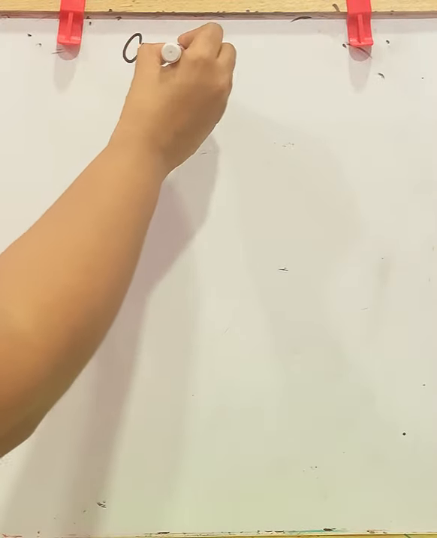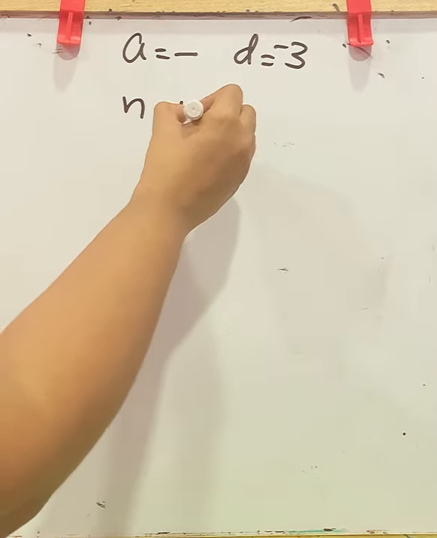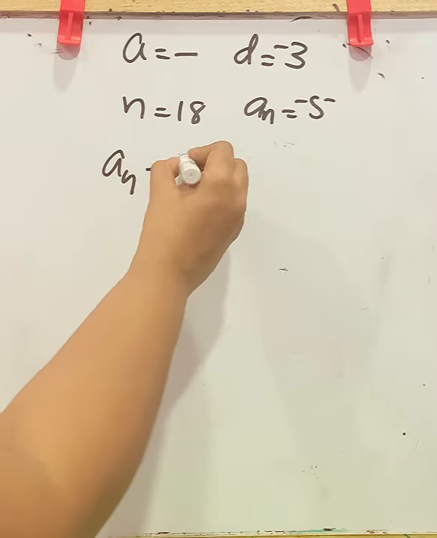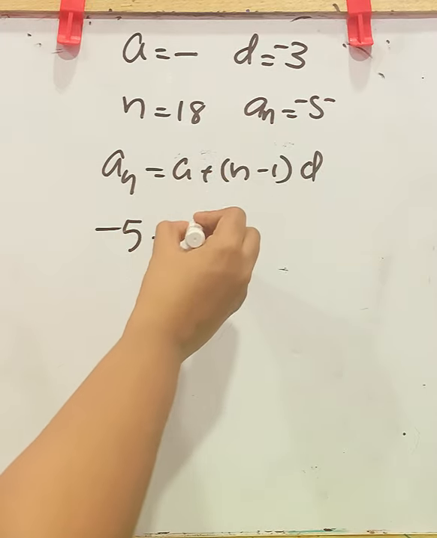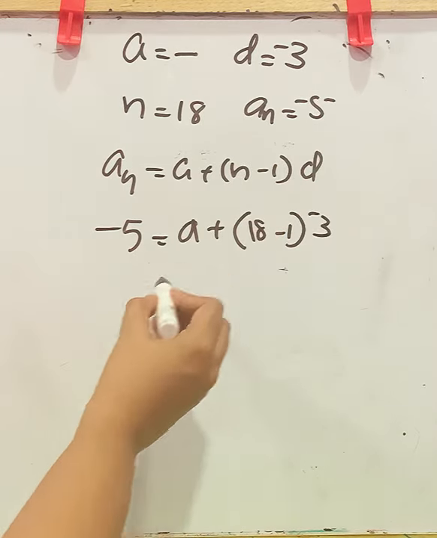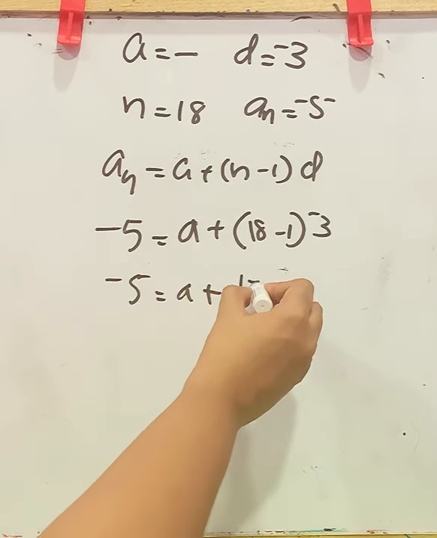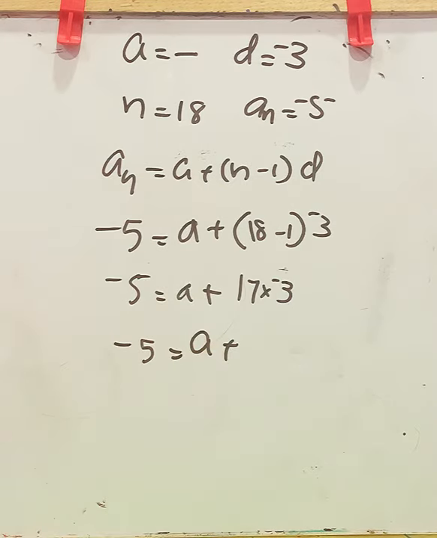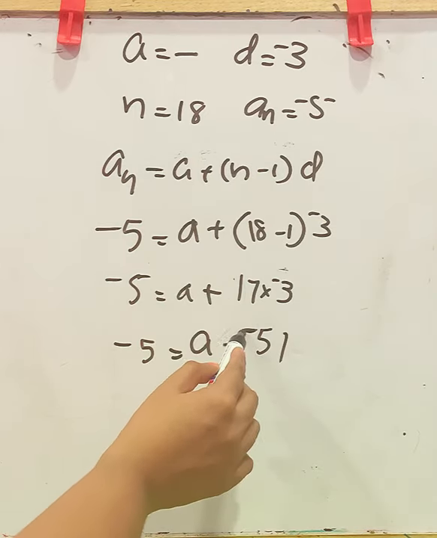Next, a equal to dash, d equal to minus 3, n equal to 18, an equal to minus 5. Again, an equal to a plus (n minus 1) into d. Here an is negative 5. a we don't know. Plus n is 18 minus 1 into d, which is negative 3. So a plus, inside the bracket 18 minus 1 is 17, into negative 3. Minus 5 equal to a plus 17 into negative 3 is negative 51. Here plus into minus, the sign will be negative.